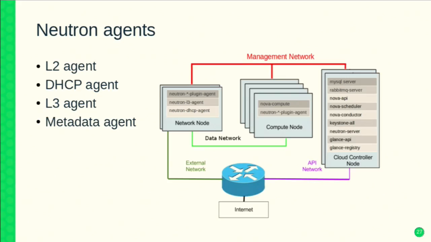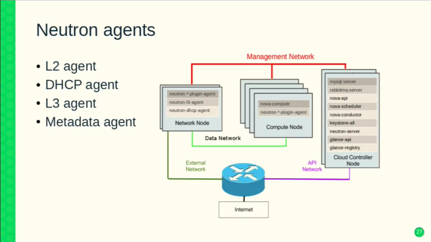Now let's see what a typical OpenStack deployment looks like. I will focus only on the networking part. You have a controller node, which is where the Neutron server is running, so where the API is exposed. Then you have a network node. As the name says, this is the node specific to networking. What does that mean? In this node, you have the Neutron agents running.